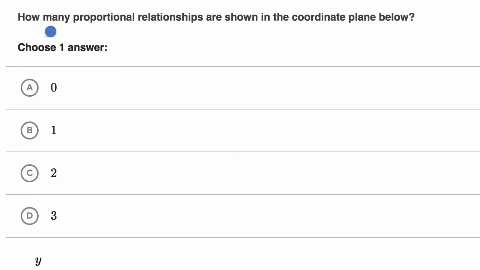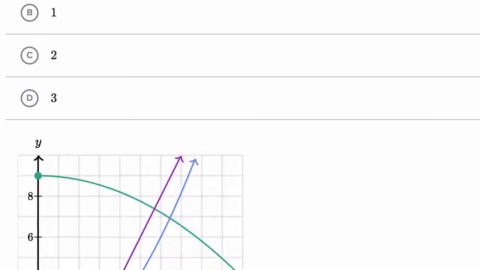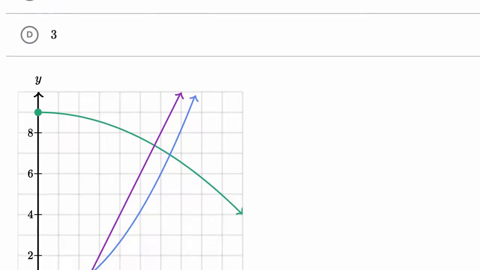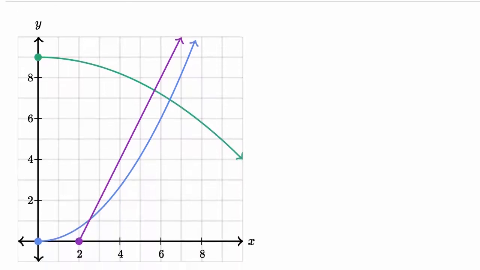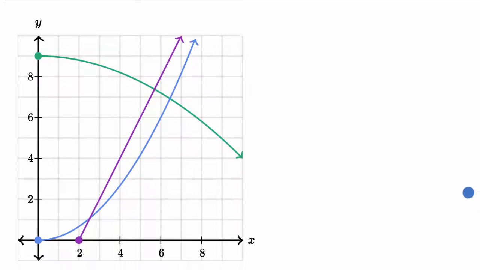We are asked how many proportional relationships are shown in the coordinate plane below. And we have the choices, but let's actually look at the coordinate plane below to think about how many proportional relationships are depicted here. So pause this video and try to answer that yourself. So let's do this together.